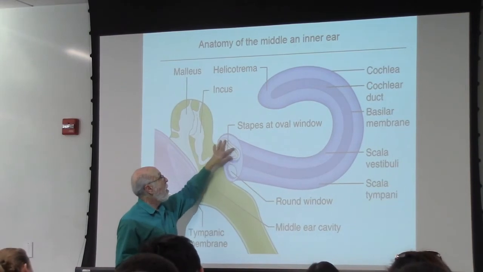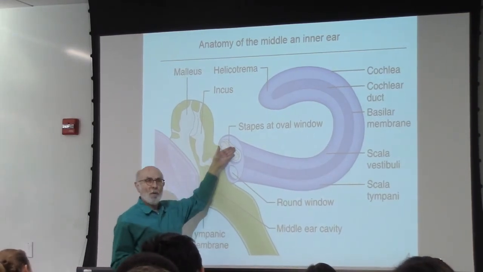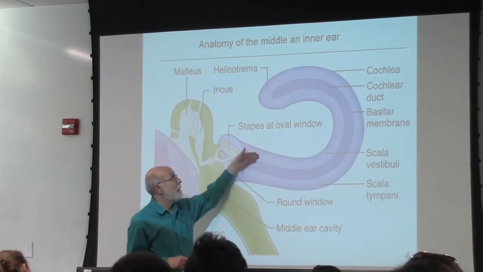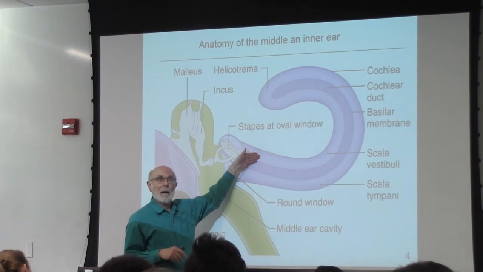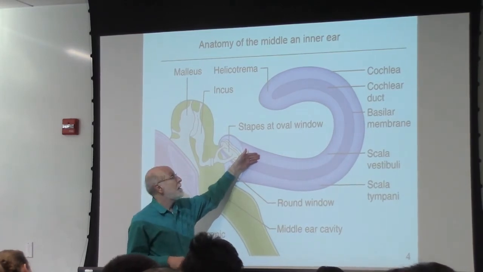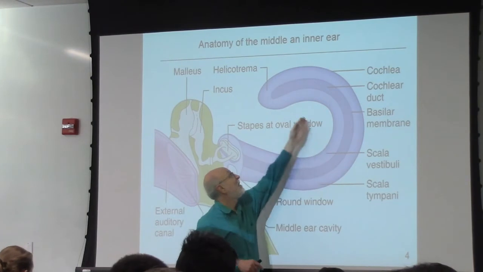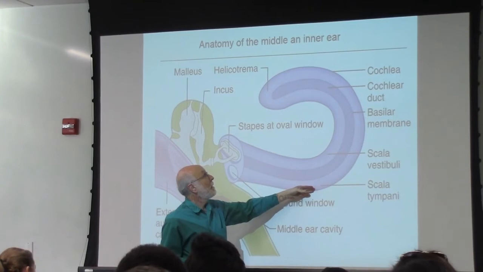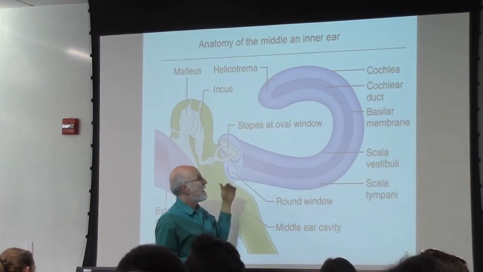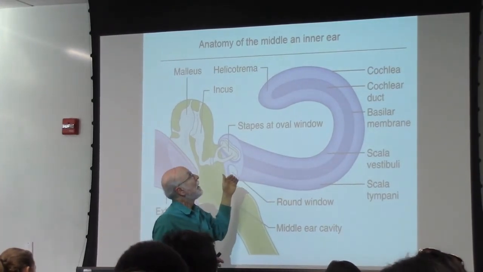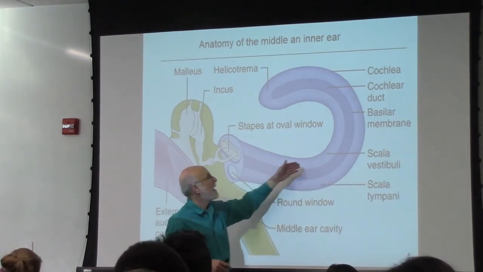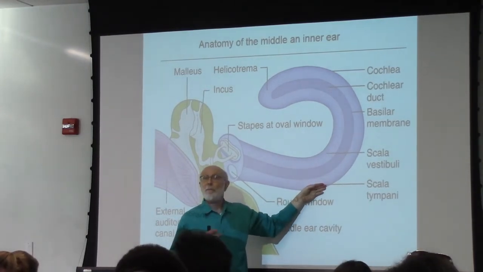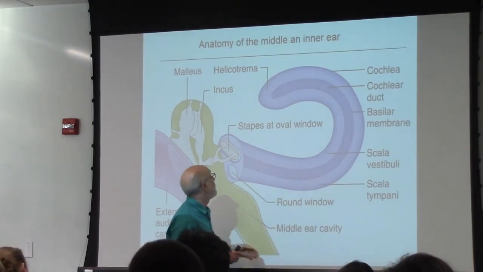The stapes is in the oval window. Movement of the stapes causes movement of the perilymph in the scala vestibuli, which is connected to the scala tympani. Those are the names of the ducts, the scala vestibuli and the scala tympani, which are filled with perilymph, a fluid.